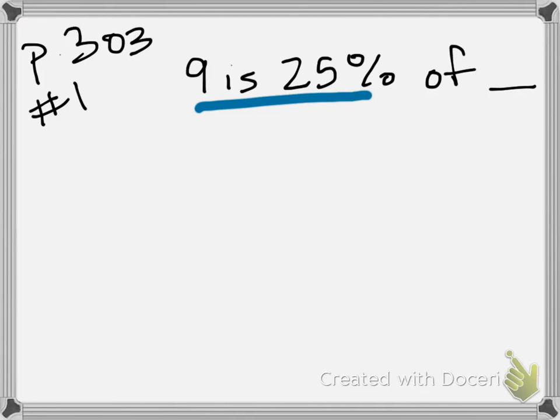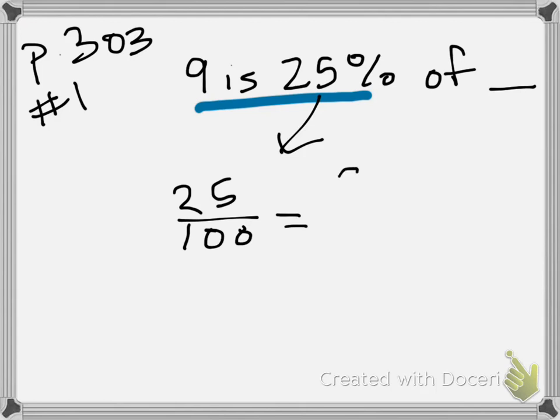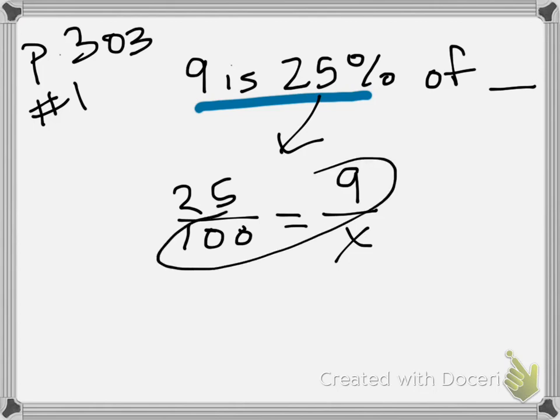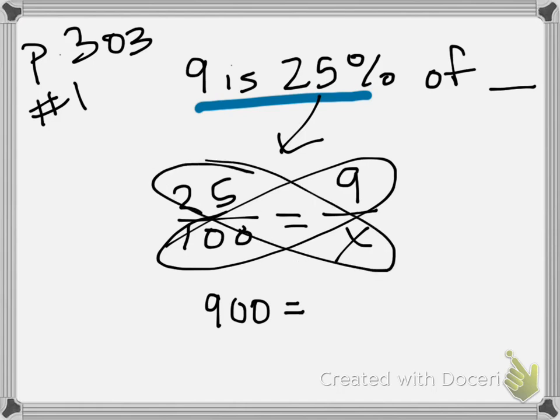So, what we're going to do is set up our proportion, which is, first of all, the percent. It's 25 out of 100. Equals, remember, it's part over whole, and we know the part this time, so that's 9 over x. We don't know what the entire amount is. Alright, so again, cross multiply. I always start like this, but it doesn't matter which way you start. 100 times 9 is 900. And 25 times x is 25x.